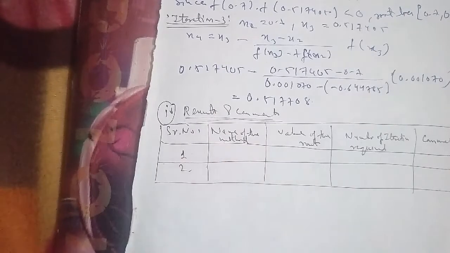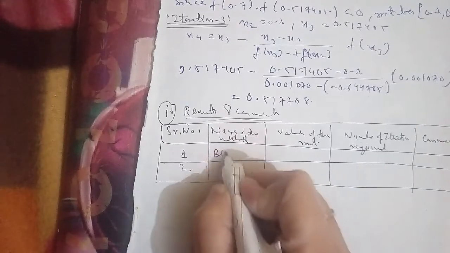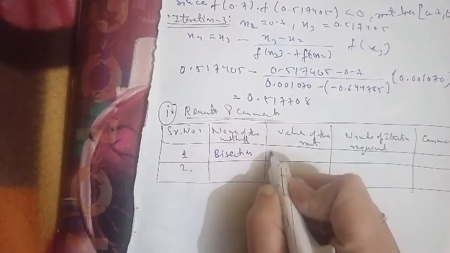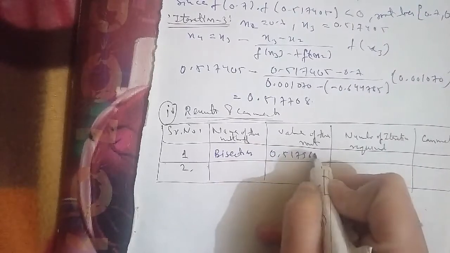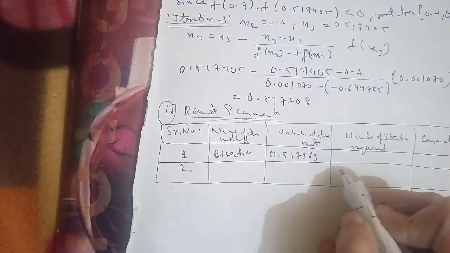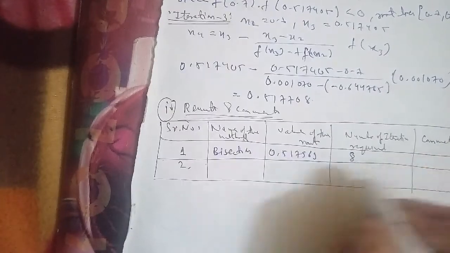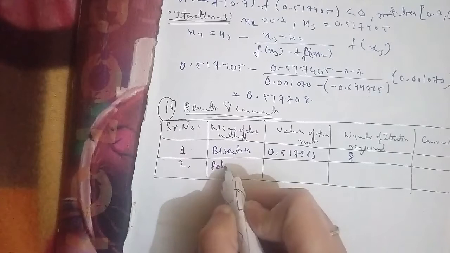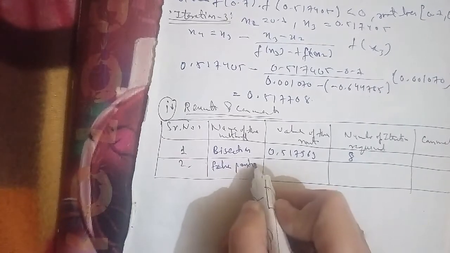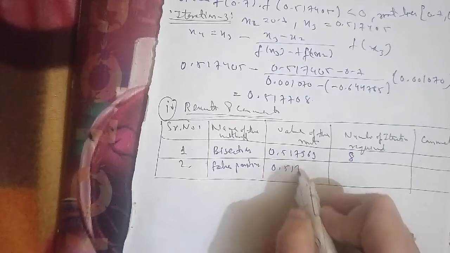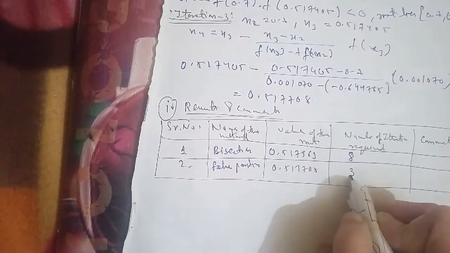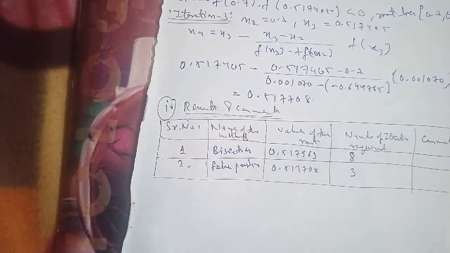For the one and the two here. For bisection, it is 0.517969. Number of iterations required is 8. And for false position, it is 0.51770. Number of iterations required is 3. So it is clear that the regula falsi method converges faster compared to the bisection method. In the comment we can write that down as well.